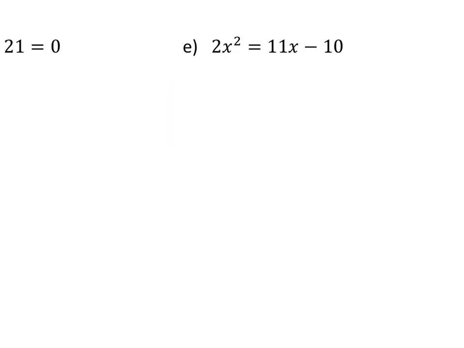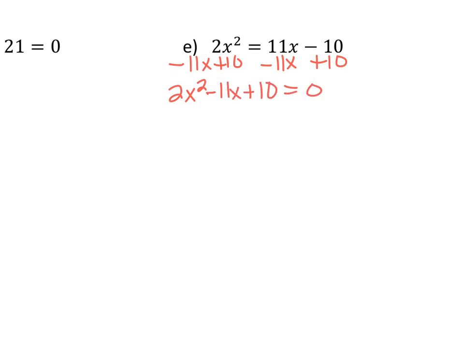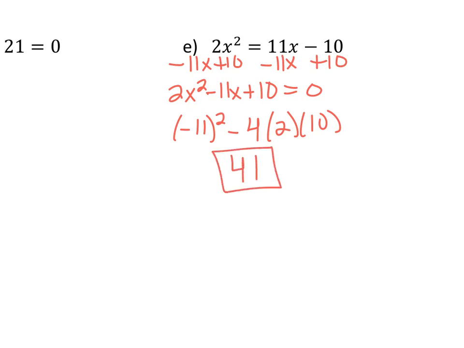Letter E. I'm going to subtract 11x from both sides, and I'm also going to add 10 to both sides, and I'm going to do that in one step here. So 2x squared minus 11x plus 10 equals 0. b squared is negative 11 squared minus 4 times a, which is 2, times c, which is 10. Plugging that into the calculator, we get a discriminant of 41. And because it's a positive number, that means there are 2 real roots. Again, you can also say solutions.